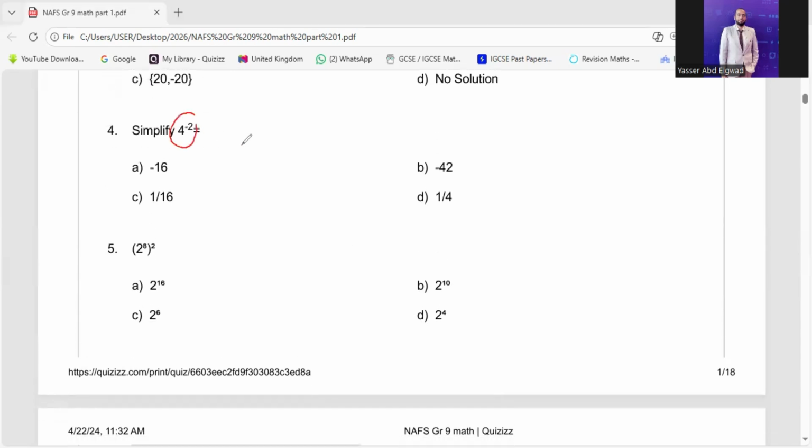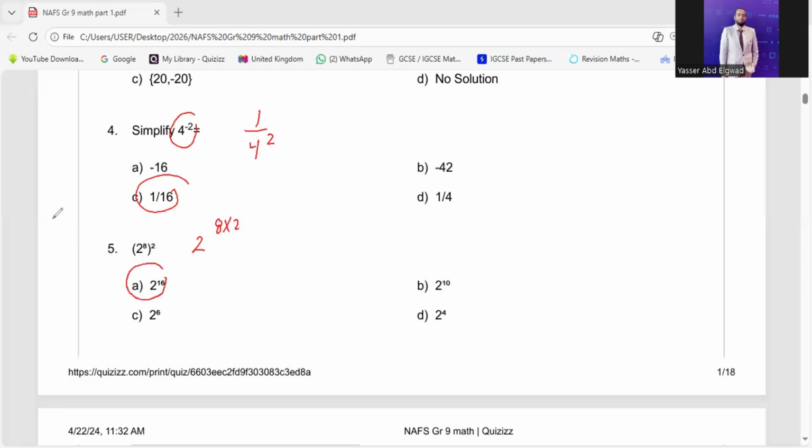You know the power, we flip it. 4 power -2 is 1 over 4. If we have a negative power, we flip the number. 4 power -2 is 1 over 4 power 2. 4 multiplied by 4 gets 1 over 16. Here we have to know that if you have two powers, we have to multiply them. 8 multiplied by 2 and we get 2 power 16.